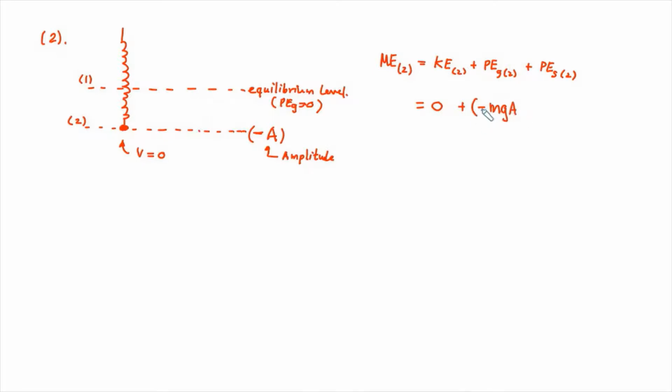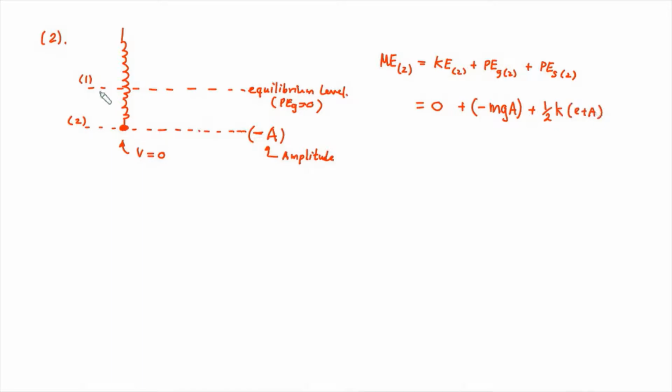Now remember, the negative sign is already there, so I don't need to put another negative sign here. So that's that negative potential energy. And then the spring potential energy of the system is due to the spring, so that means 1/2 k. Now the extension here is going to be from the natural length of the spring. So over here at this level 2, the extension is going to be E plus A.